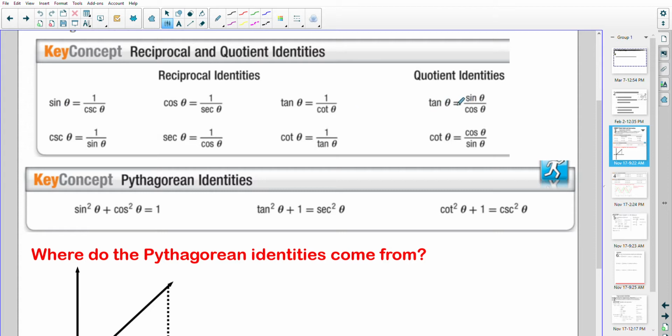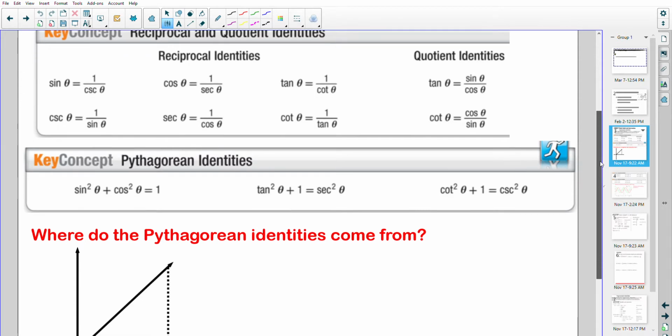We've also seen tangent theta equals sine theta over cosine theta that we saw in the table, and dividing y by x is equal to your tangent, and the reciprocal to that is the cotangent. All of these identities are things that you have to memorize and be able to use without too much trouble.